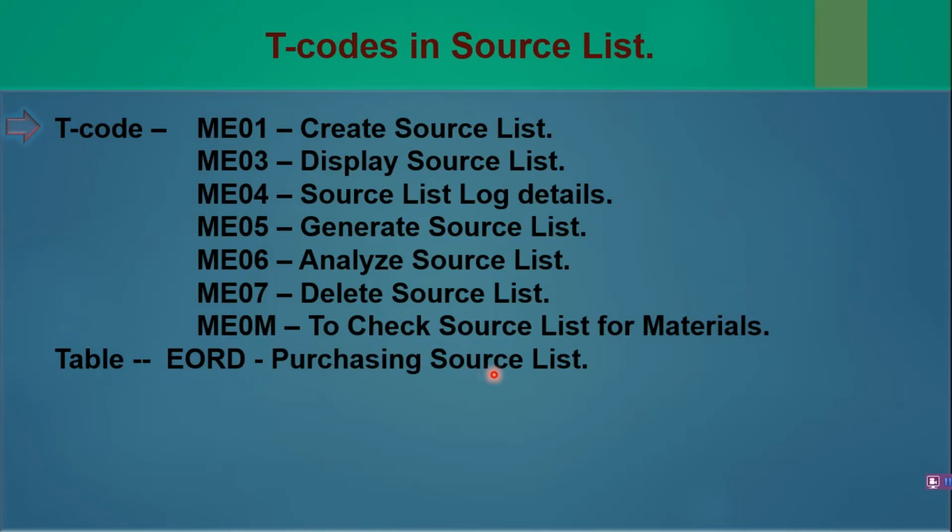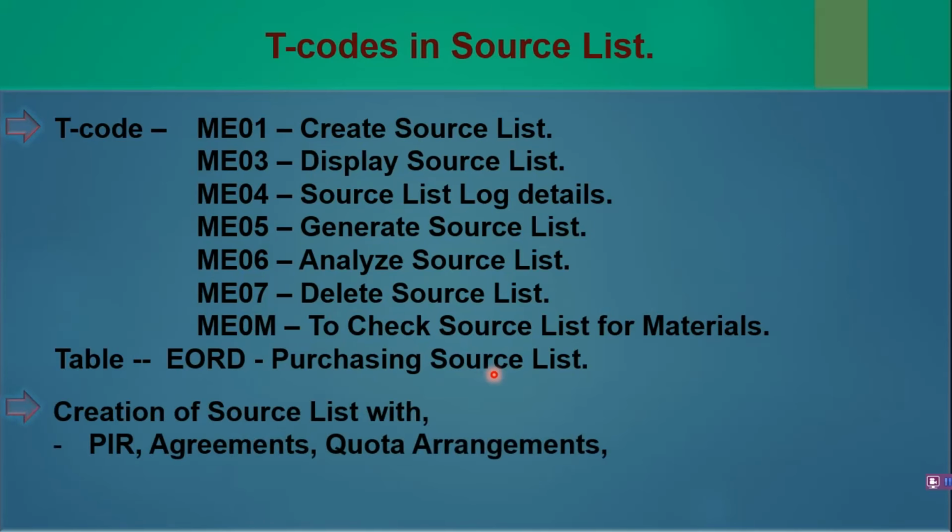when it comes to source determination, in that topic I will cover in depth how it works, then how priority gets decided in agreement, quota arrangement, source list. So that I will cover in source determination. Then how we can create source list through purchase info record, agreements, and quota arrangement. So I will show you that in the system.